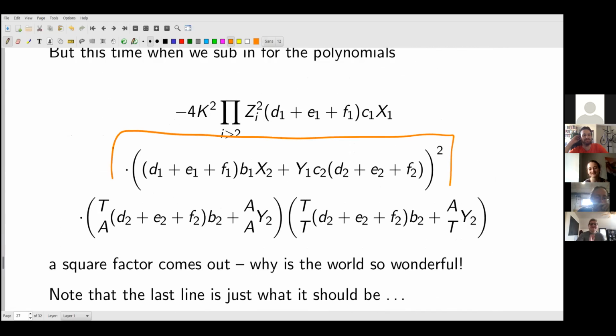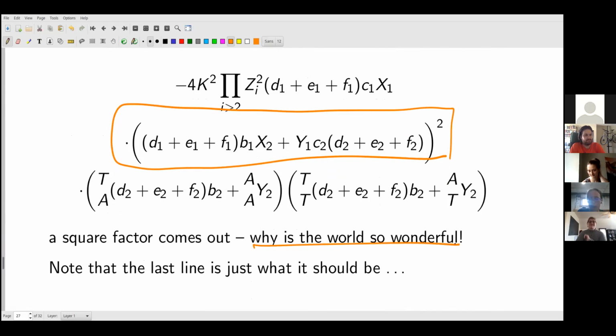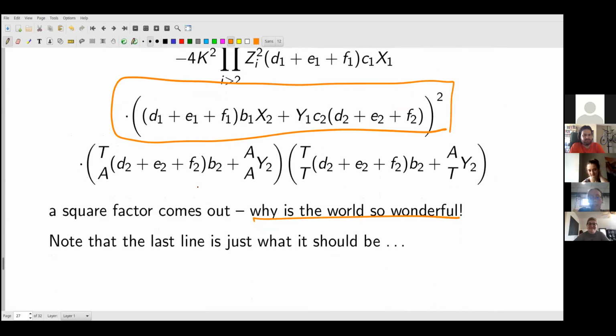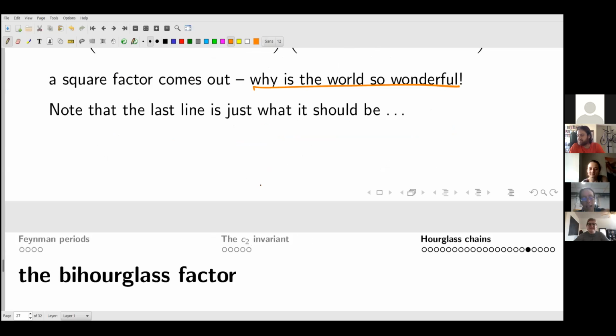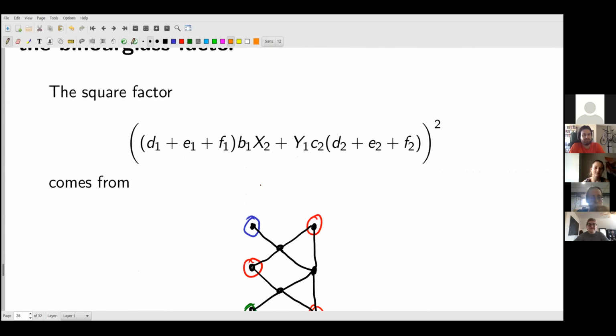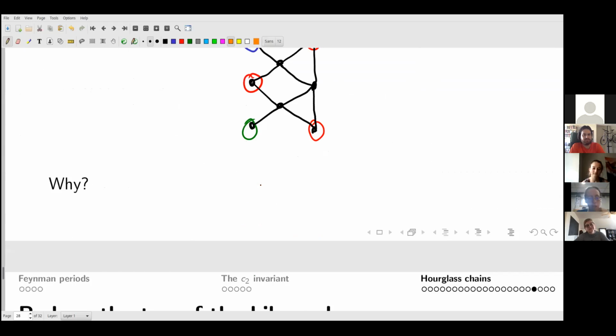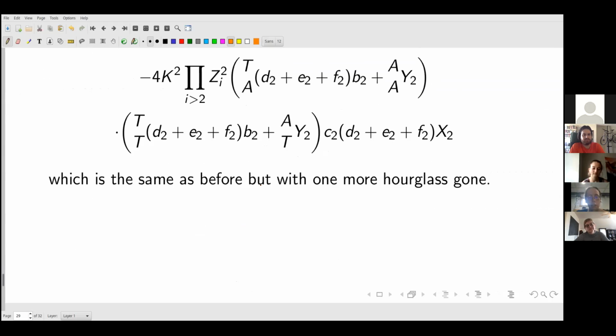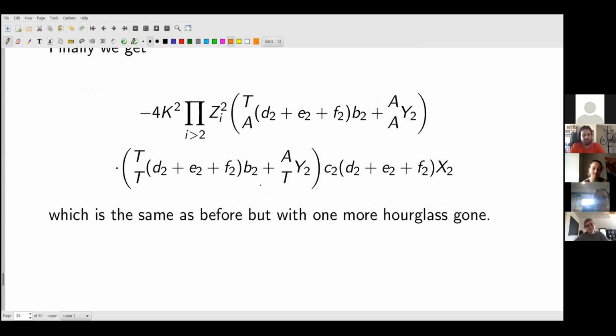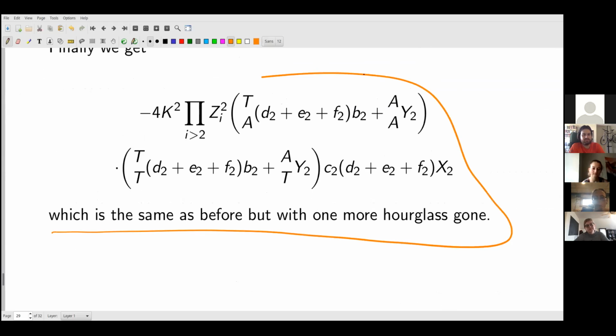There's a square factor. And I have to say, I didn't anticipate this guy was going to be here. And I don't really know a deep reason why. I mean, I can prove that it happens because all those things I just scrolled through quickly, those are rigorous calculations. This guy does show up here, but I don't really know why. And then you can continue, and this last line is just what it should be. Okay, so there's the square factor. It comes from this pair of hourglasses, and you get rid of it. And what you end up getting is the same expression as before, but with one hourglass gone.